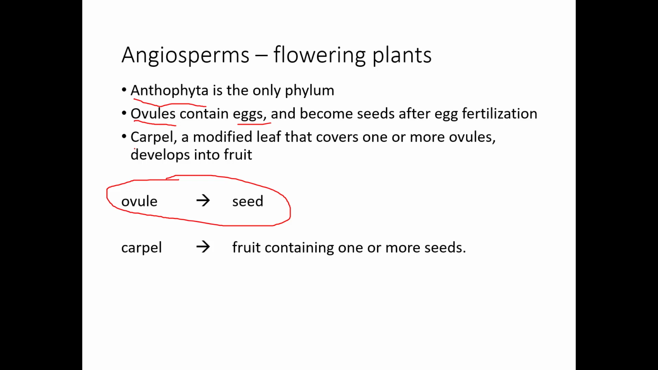But for the angiosperms, there's another structure. Surrounding the ovule is something called the carpel. And the carpel surrounds the ovule. So you have the ovule, and let's say you have one ovule, and then the carpel surrounds that. And so eventually the ovule becomes the seed and the carpel becomes the fruit. Okay, so that's important to keep that connection. In the flower, there's an ovule, and that becomes the seed. In the flower, there's a carpel, and that becomes the fruit.